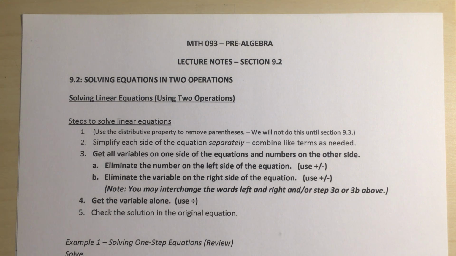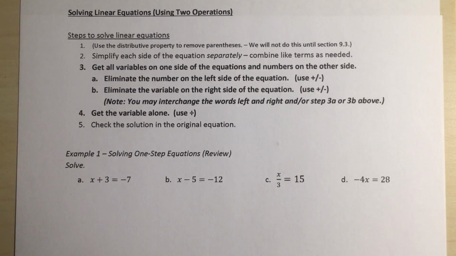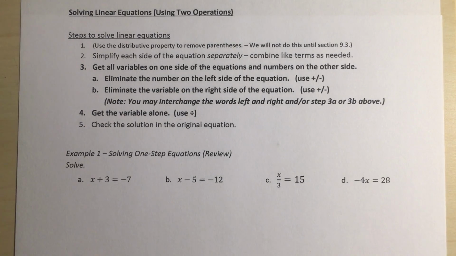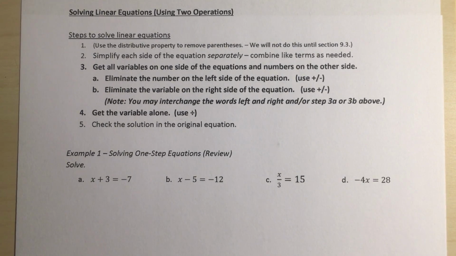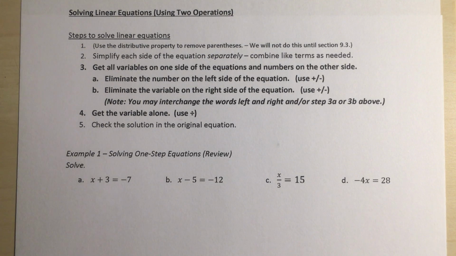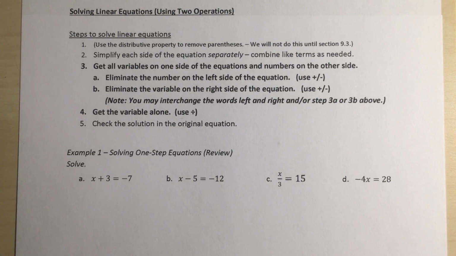Okay, so before we get into these two-step equations and working through a lot with steps 3 and 4, we're going to start by reviewing our one-step equations that we saw in the previous chapter. So as we look at this first example, our goal is to get rid of whatever number is next to our variable. Again, we can use whichever operation we choose to use.